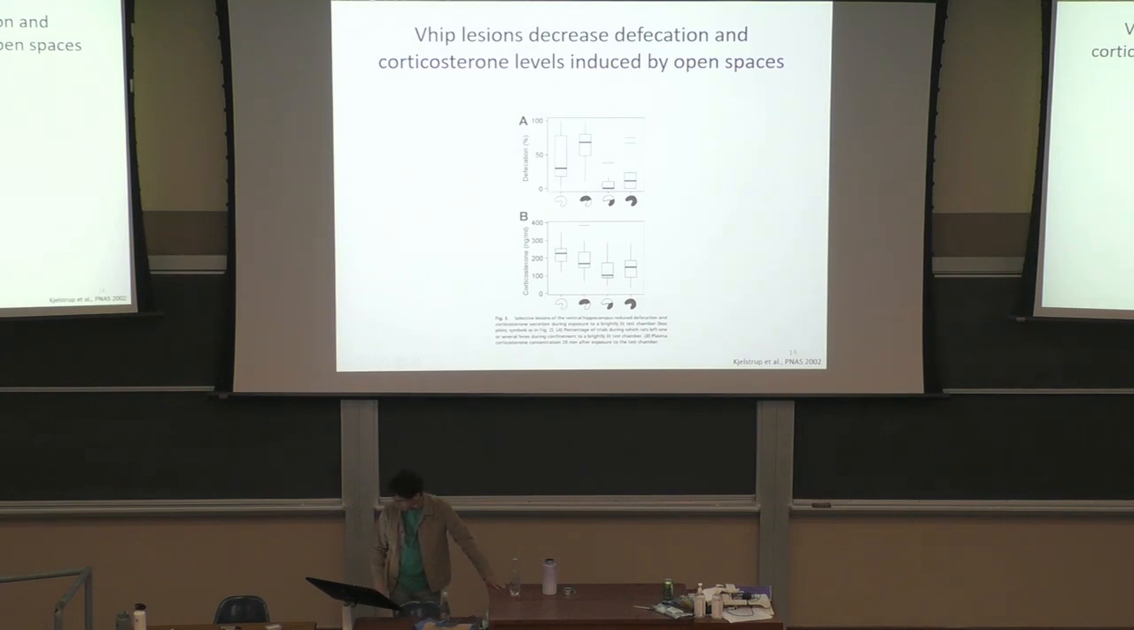Okay, so another measurement is that if you lesion the ventral hippocampus, their physiological reactions to open spaces also decrease. So the normal mouse with the functioning hippocampus, if you put that mouse in the open space, they will show an increase in corticosterone because they're very stressed out.